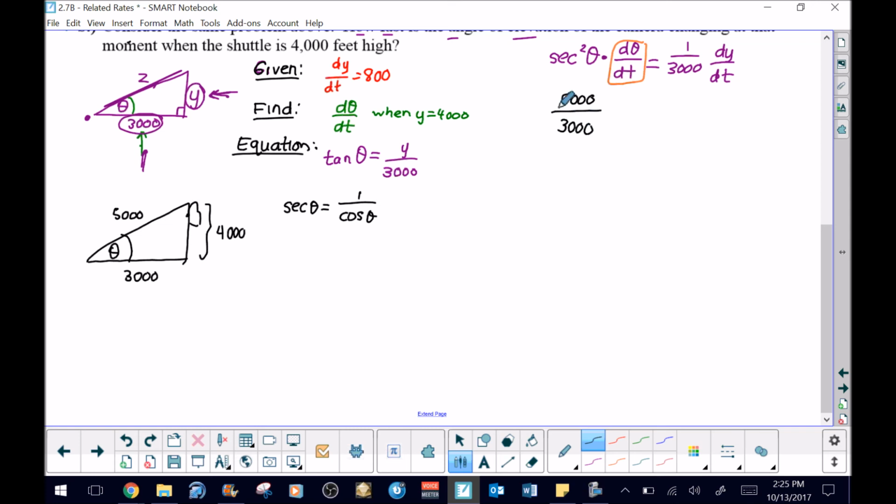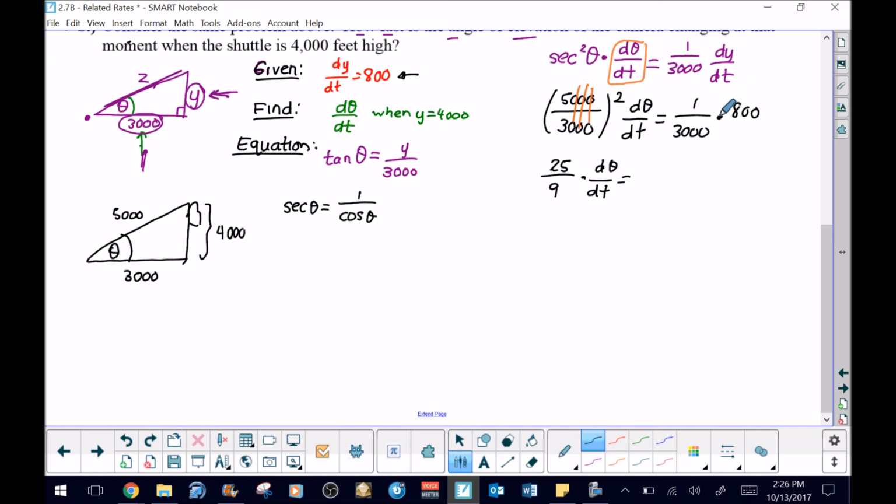The d theta dt will stay as it is, and the dy dt is our 800 that we have here in our given. Now, I know that 5,000 over 3,000 squared is a bit scary, but you could make this a lot simpler by canceling a ton of zeros and then squaring what's left and getting 25 ninths, because it's all going to reduce to that anyway, multiplied by d theta dt. And on the right side, the 800 over 3,000 would reduce to 8 over 30, which further reduces to 4 over 15.